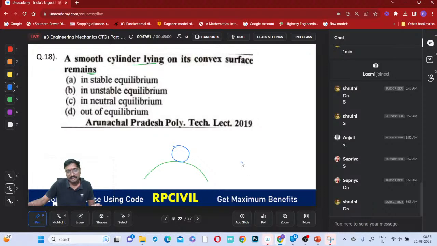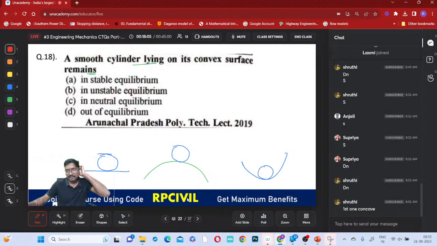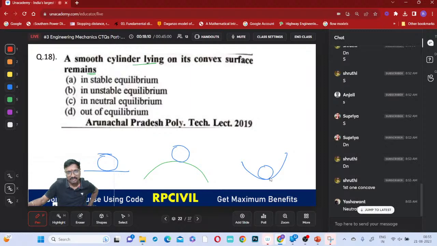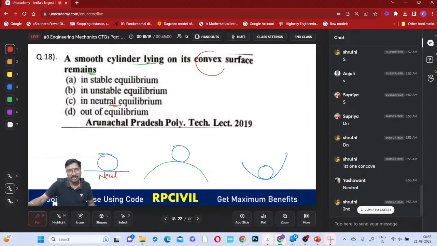Everybody, do you remember these diagrams? This is the best example. The first one is a flat surface, and the third one we have already done as concave. This one is a neutral equilibrium, right? It is given as convex, so this diagram shows neutral equilibrium.